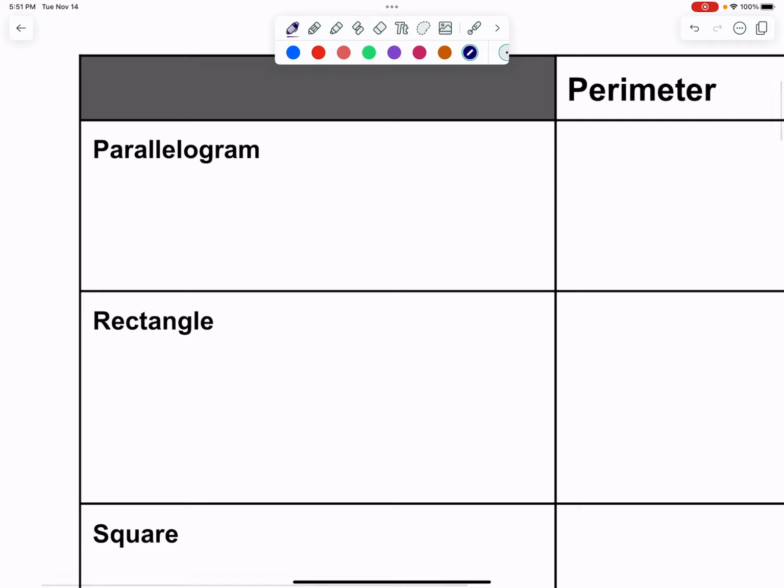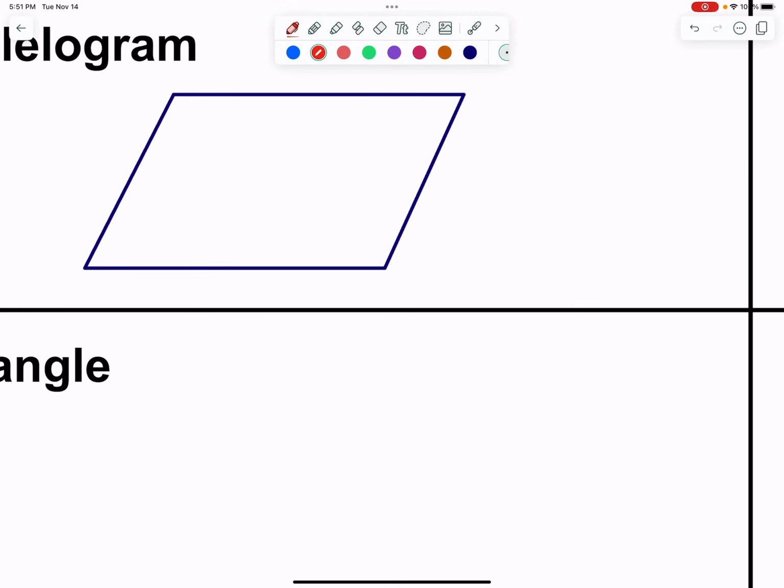So a parallelogram was a polygon with two pair of parallel sides. Usually it looks kind of like that. Now these things have a base and a height.